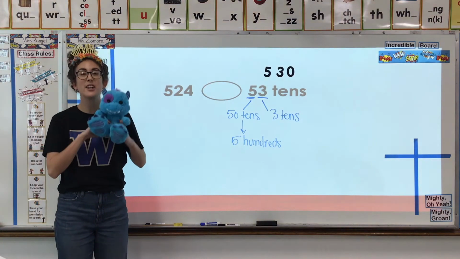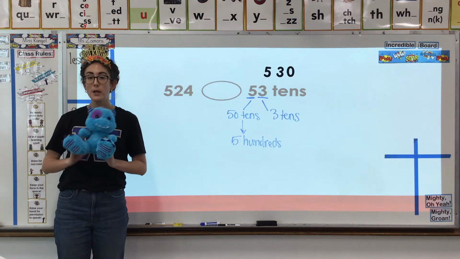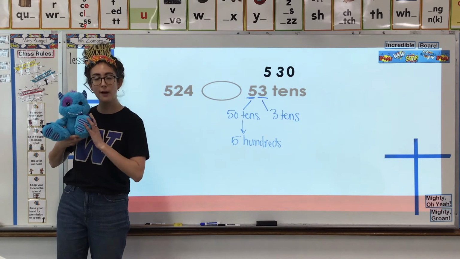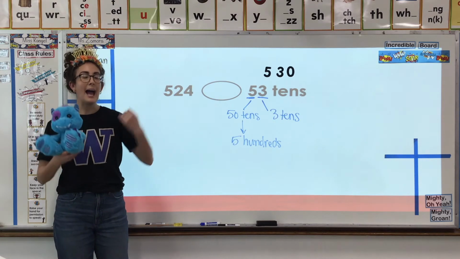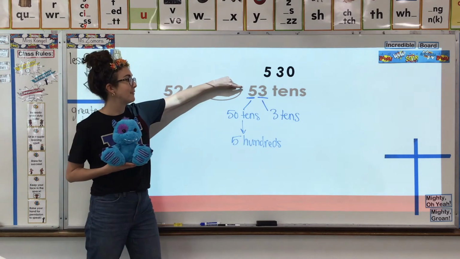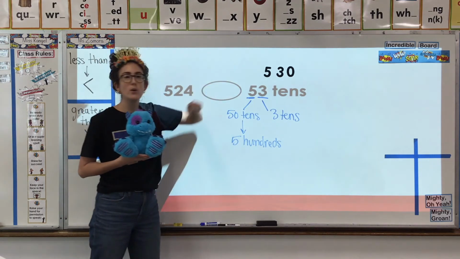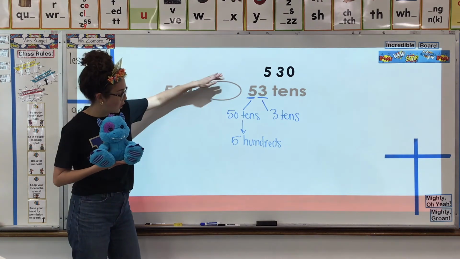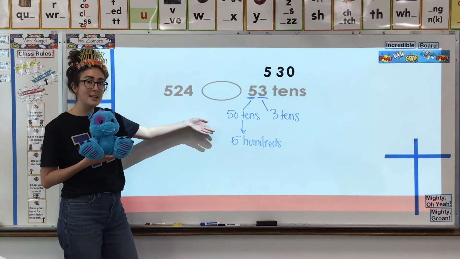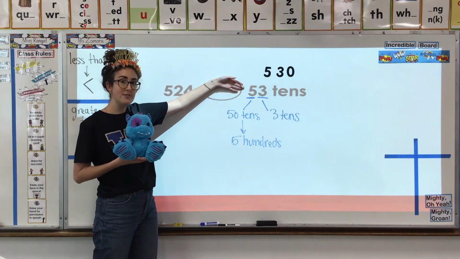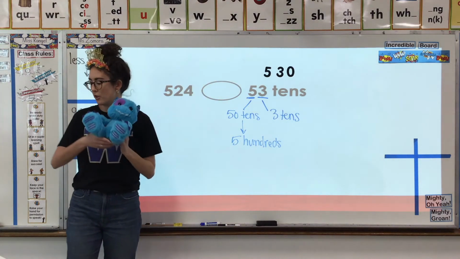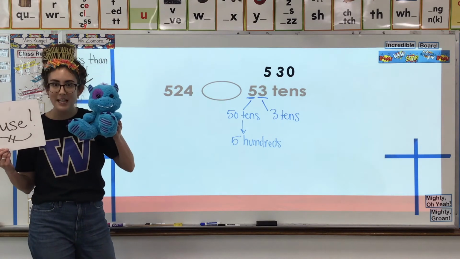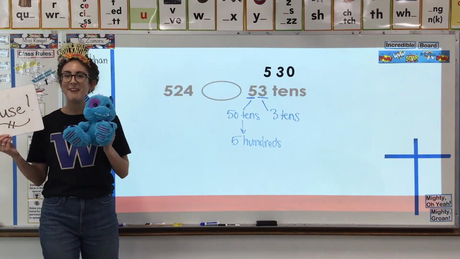Now I need you to get your conversation buddy out because you are going to explain to them what we just did. I need you to talk to your conversation buddy and tell them, how did we just show that 53 tenths equals 530? How did we prove this is correct? So can you walk them through what we did and explain why 53 tenths equals 530? So I want you to pause the video, explain to your conversation buddy, and then come back. Okay, pause.